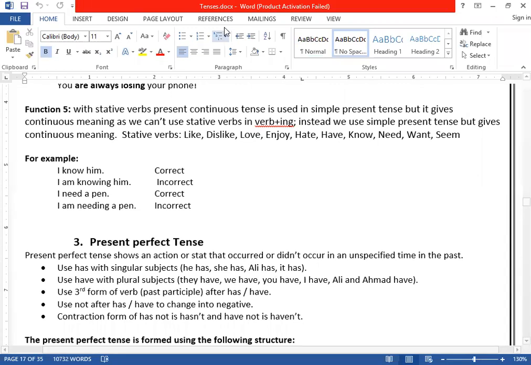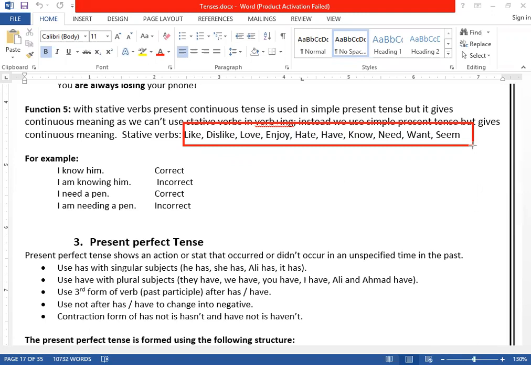For more detail, if you want to understand stative verbs better, you can watch that complete lecture. These are stative verbs: like, dislike, remember, know, trust, believe, etc. Need, understand. They are considered stative verbs. So stative verbs, remember, are not used in ing form of the verb, but we will use them in simple present tense or simple past tense. But it will give you what? It will give you continuous meaning.